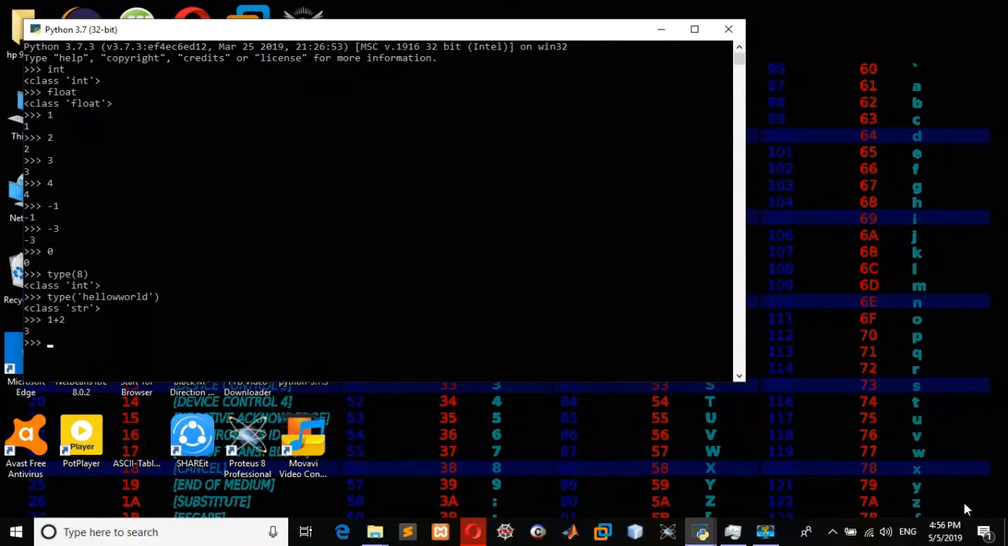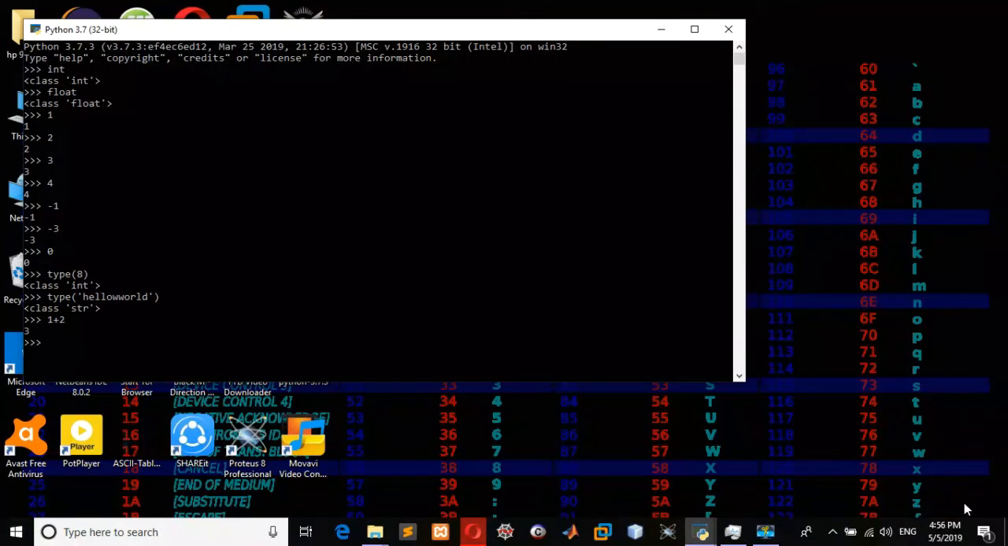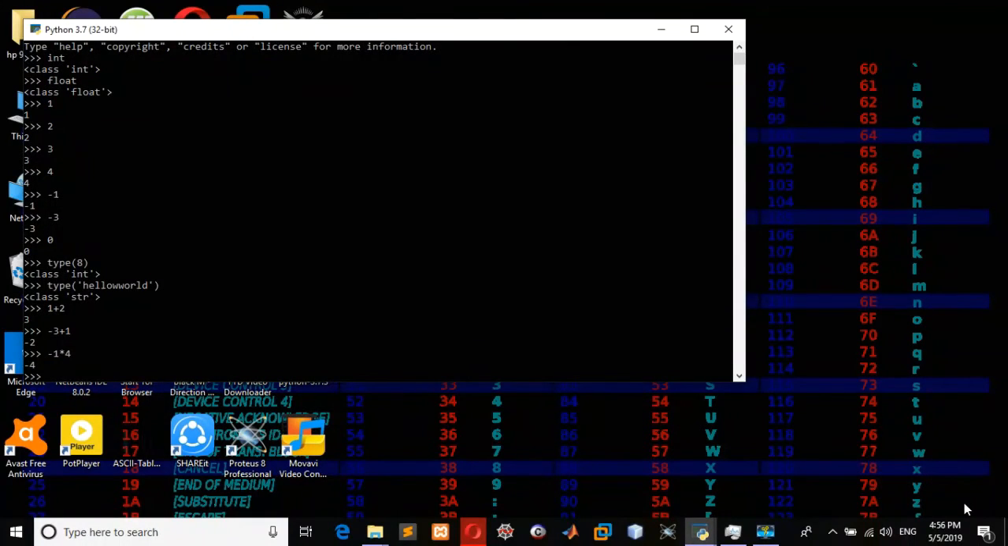Now, like we said, integers also range. We have negative numbers included in integers. So I can say minus 3 plus 1. That should give us minus 2. We can also multiply integers. Say minus 1 times 4. That gives us minus 4. We can divide integers. That's 8 divided by 2. That gives us 4.0.